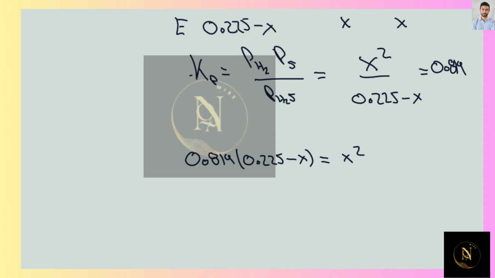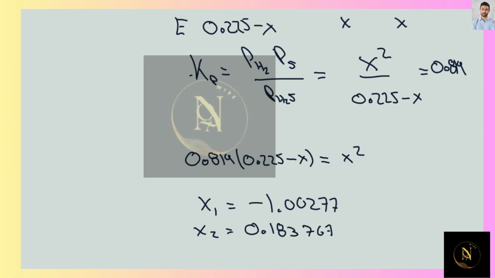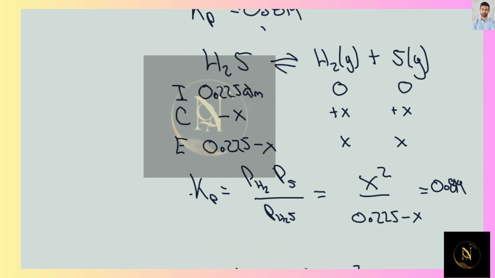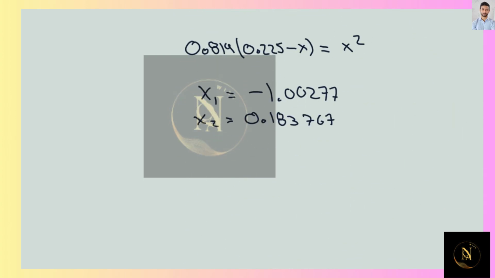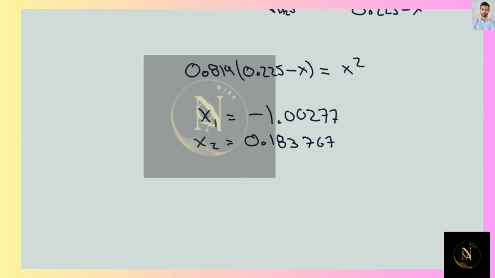And solving for this quadratic expression, we can find two different values. X1 equal to minus 1.00277, and X2 that is going to be equal to 0.183767. So let's verify which one makes sense. Of course, the negative one is not going to make sense for us. So the pressure at equilibrium is going to be depending on X2.